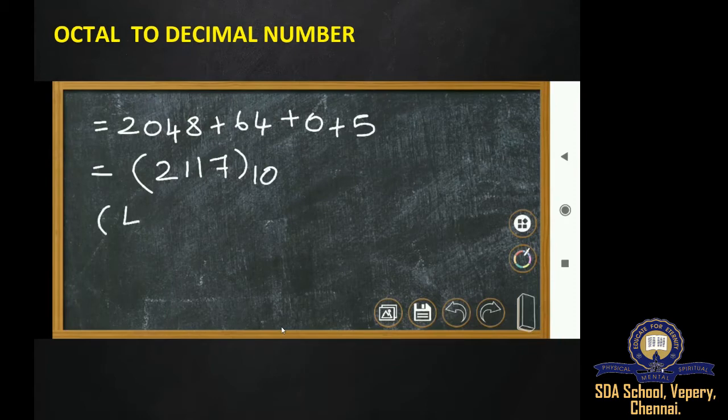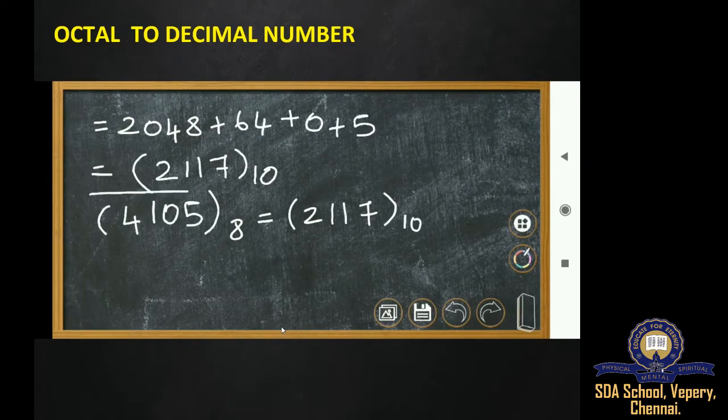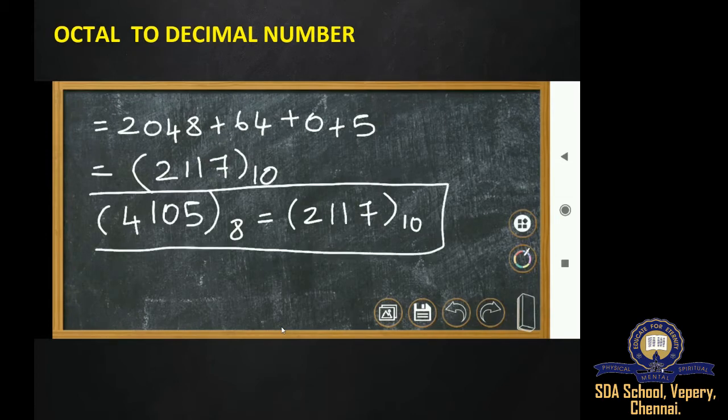What is our octal number? Our octal number is 4105. Our result is 2117. This is our decimal number. If you have any confusion in this sum, kindly check the picture which I have sent in the Google Classroom. Shall we move to the next sum?